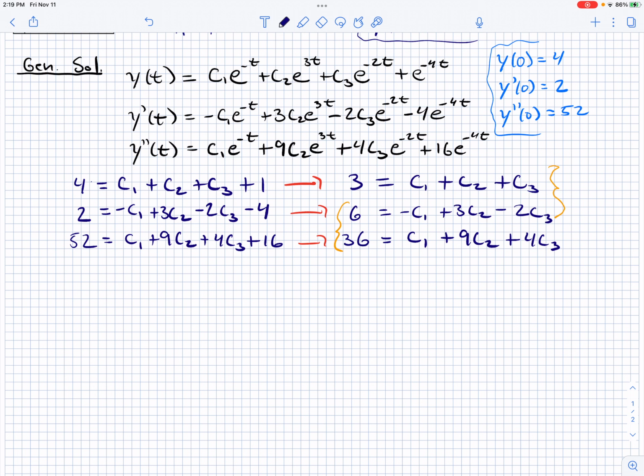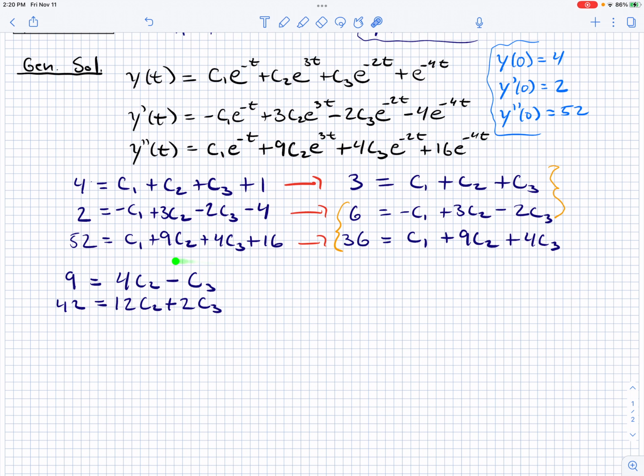So adding the first two equations will give me 9 being equal to 4c2 minus c3. Adding the second two equations gives me 42, since the C1s cancel out, equal to 12c2 plus 2c3.